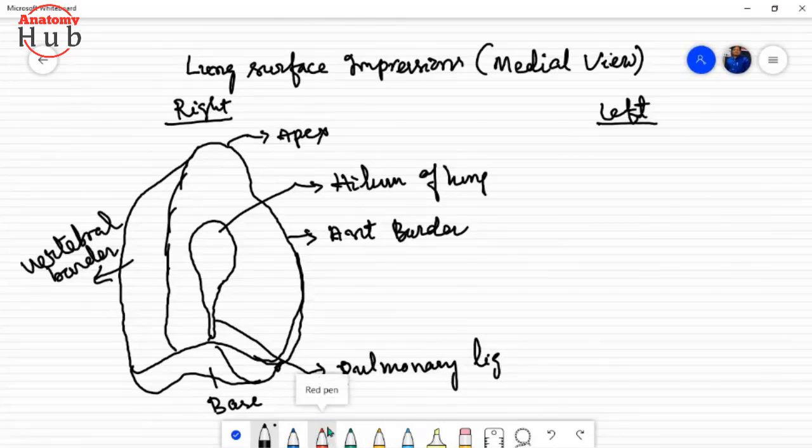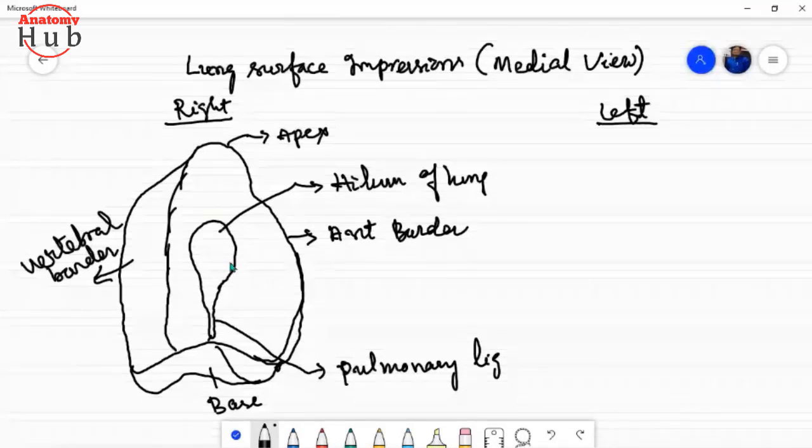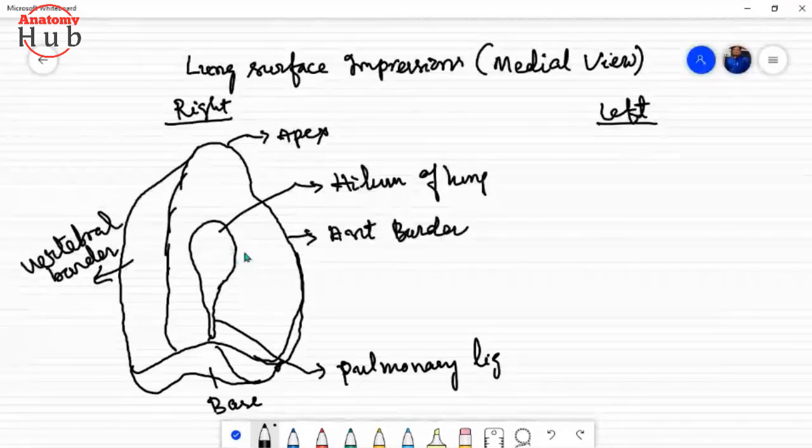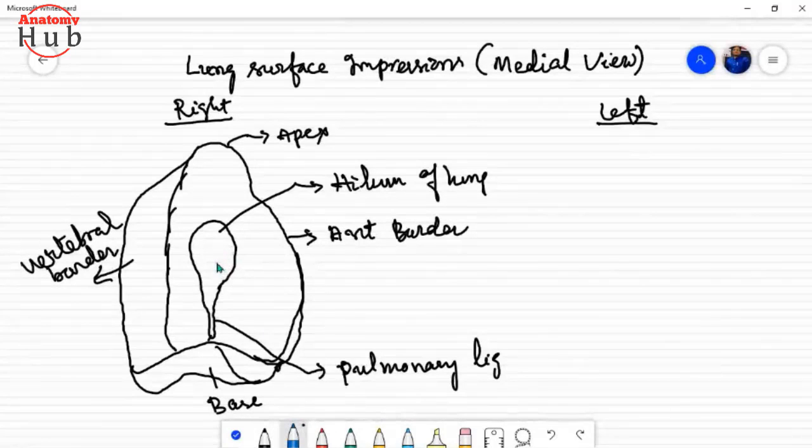Okay, so the main thing is that here you'll find the structures that are going inside the lung and coming outside the lung, right? What you'll find over here is the pulmonary artery, that is going inside, and the pulmonary vein that is coming outside the lung. Along with that, the principal bronchus is entering into the hilum.